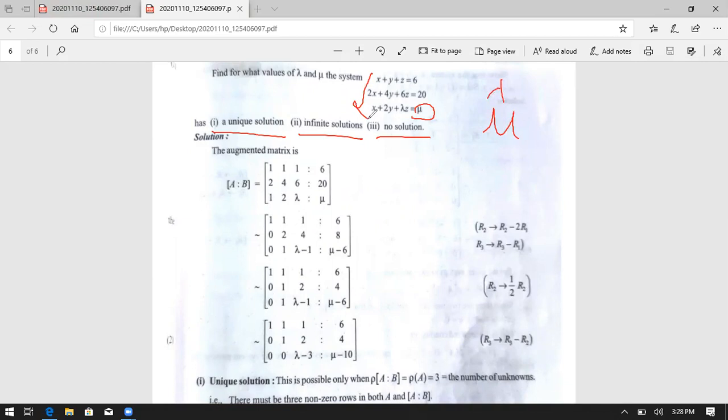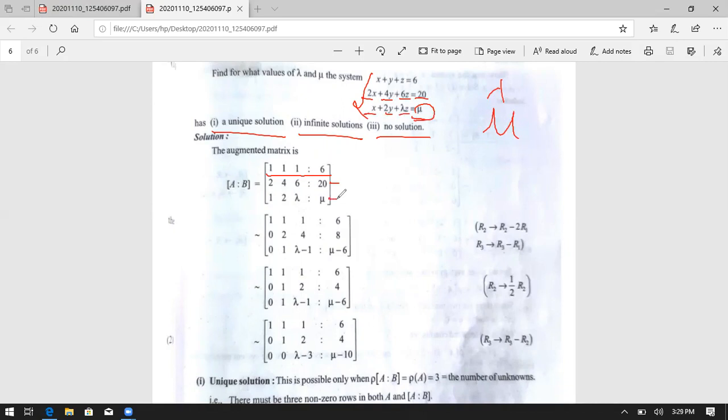First you take the augmented matrix of these three equations, that is the A dot B, the augmented matrix. First you take 1, 1, 1, 6. Next 2, 4, 6, and 20. Next come to the third equation, that is 1, 2, lambda and mu.